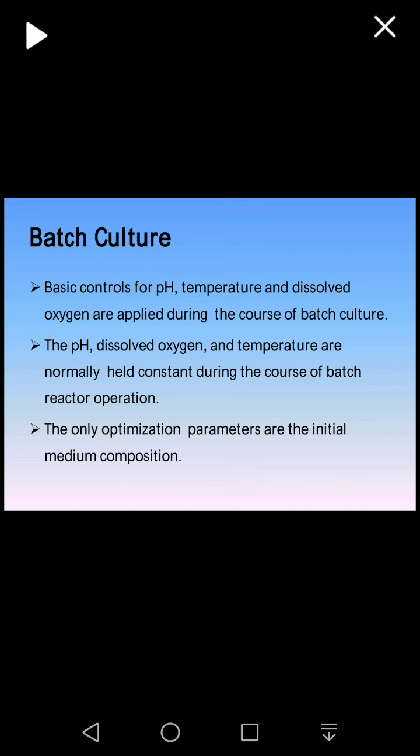Similarly, dissolved oxygen and temperature are also maintained. So the oxygen is added. If the oxygen is consumed by the microorganism, then the oxygen will be supplied, as well as the temperature. So if the temperature required is, let's say, 40 centigrade and the temperature reaches up to 50 centigrade, then there are water cooling jackets around the fermentation tank which are responsible for lowering the temperature. So that's how all these three parameters are being maintained constant for the whole process.